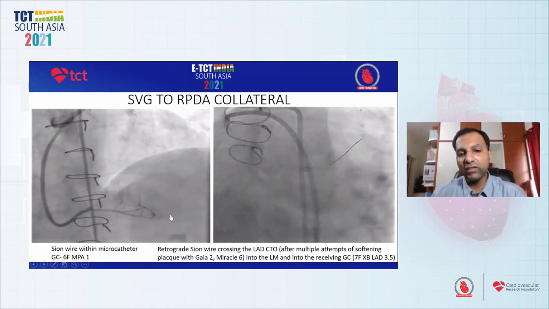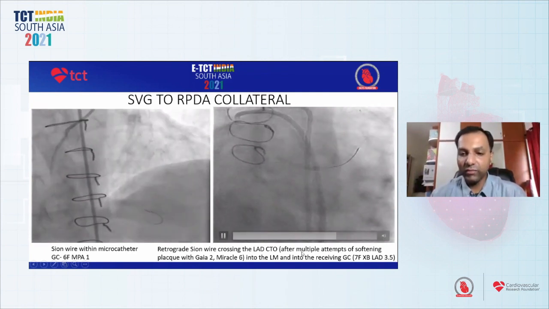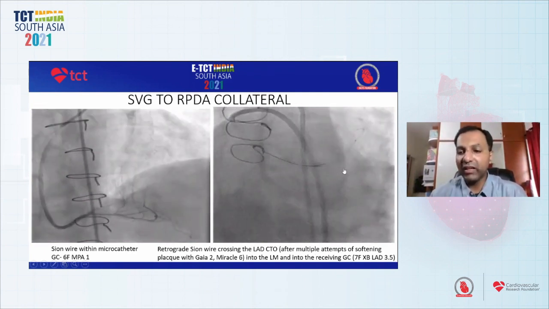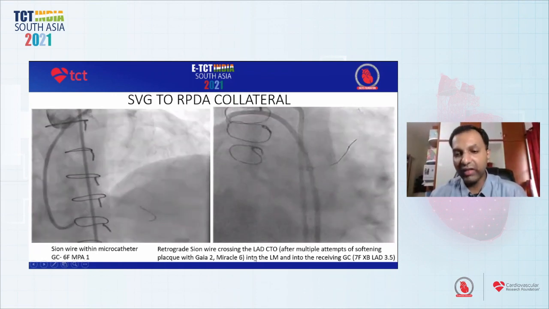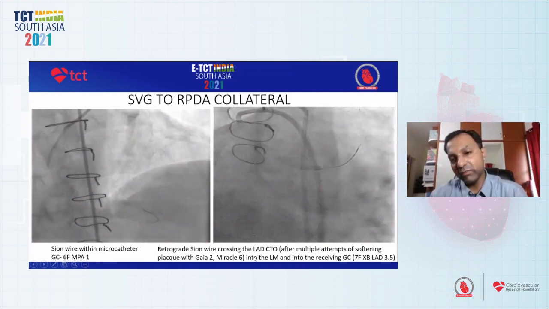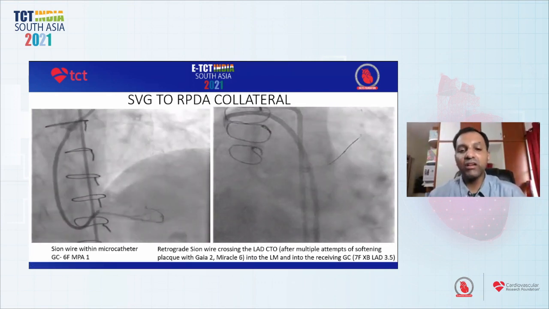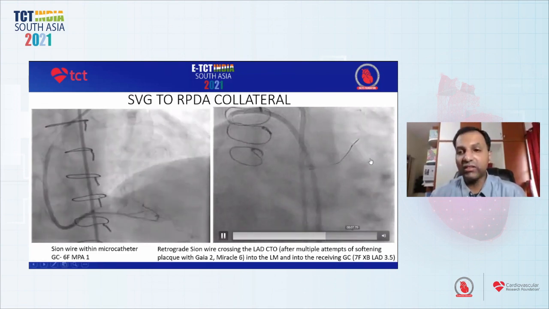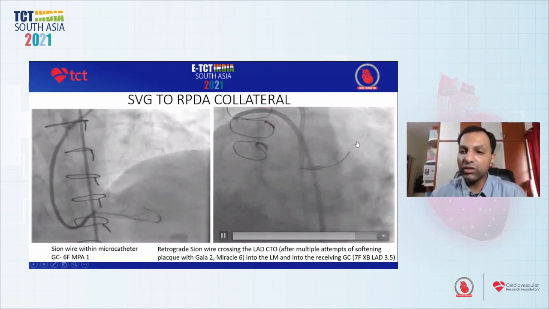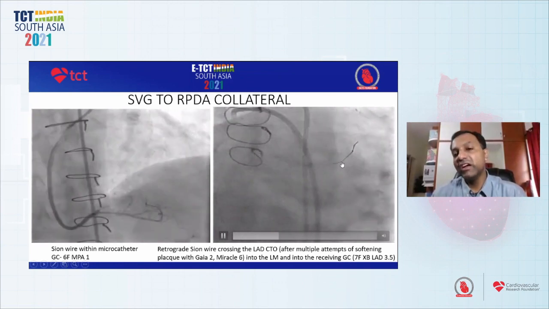And once the wire crossed, we got the Fine Cross microcatheter up into somewhere around the mid-LAD segment. And after the mid-LAD segment, we had made multiple attempts of going through the distal cap with the Gaia 2 and Miracle 6, but again failed. And at some point, we actually thought that we may not succeed. And that's when we decided we'll again try with a usual Fielder wire, and actually the Sion wire itself, this wire actually got through the distal cap, went through the proximal cap, and into the left main.